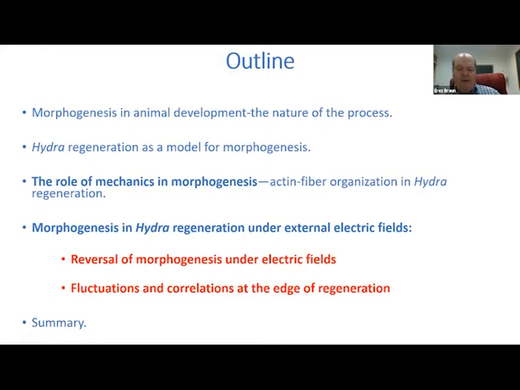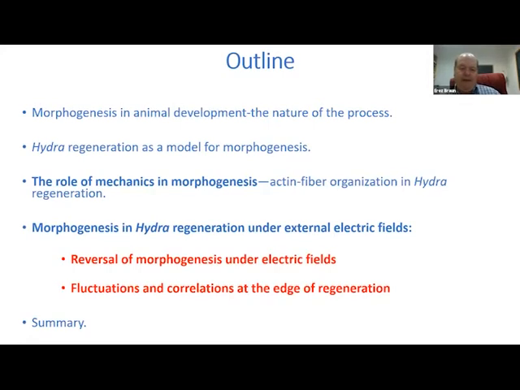One is reversal of morphogenesis under electric field. So I'll show that morphogenesis in Hydra regeneration is a reversible process. And actually there is a critical point where you can drive the system forward and backward around this critical point.